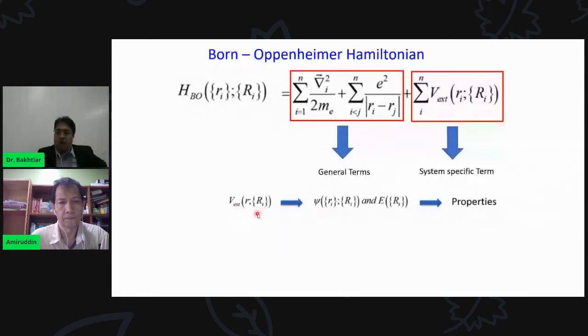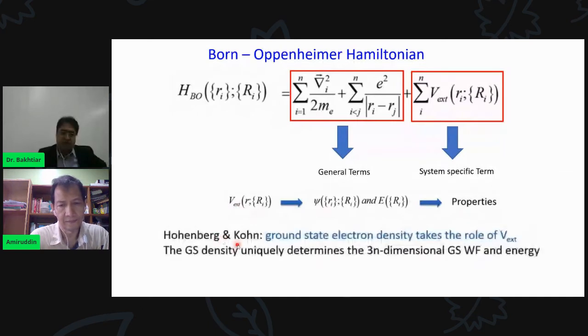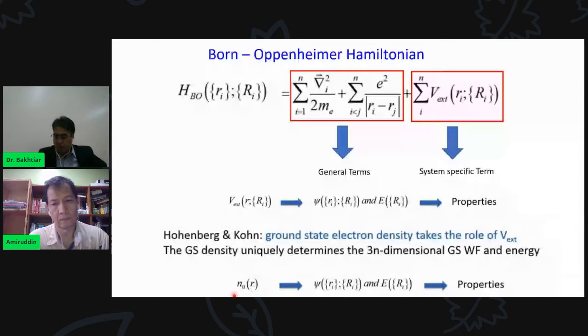So what density functional theory, or what Hohenberg and Kohn said, is that the ground state electron density takes the role of the external potential. It means that the ground state density uniquely determines the 3n-dimensional ground state wave function and energy. So we can get all the information about a system from the ground state density, as much information as an external potential provides to us.